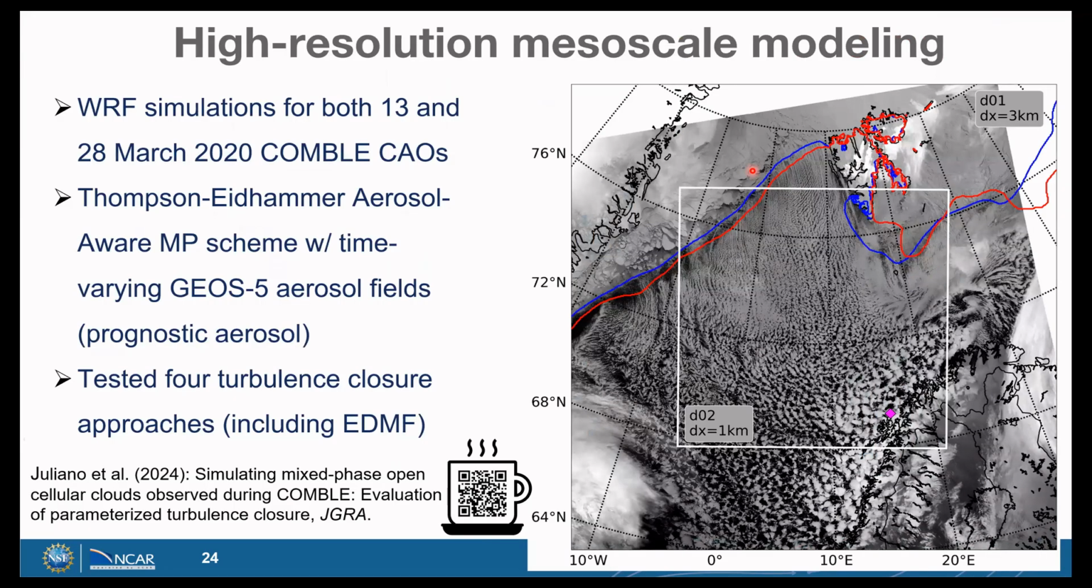So to further motivate this, we ran some high-resolution mesoscale simulations. This is work that was recently published. You can find the details there. Essentially, we used the Weather Research and Forecasting model, the WRF model, run at 1 kilometer grid cell spacing, so pretty high resolution, for 2 of the intense CAO cases during COMBLE, the 13th and the 28th. We used an aerosol aware scheme, and then we tested 4 different turbulence closure approaches, including this EDMF scheme.